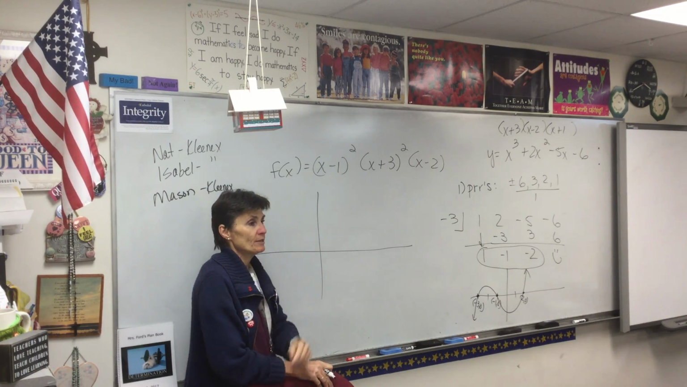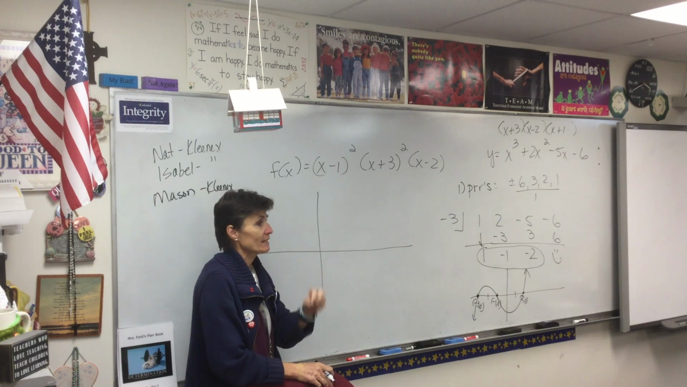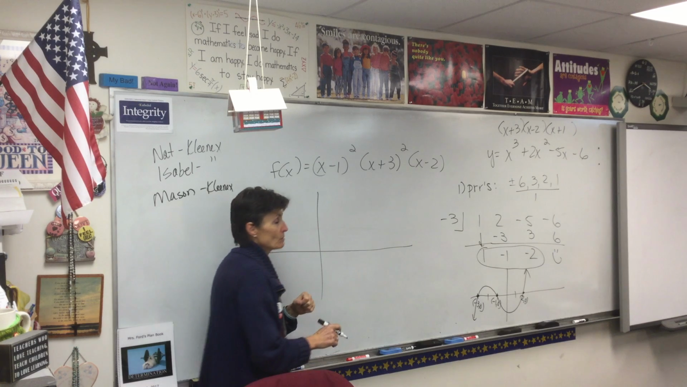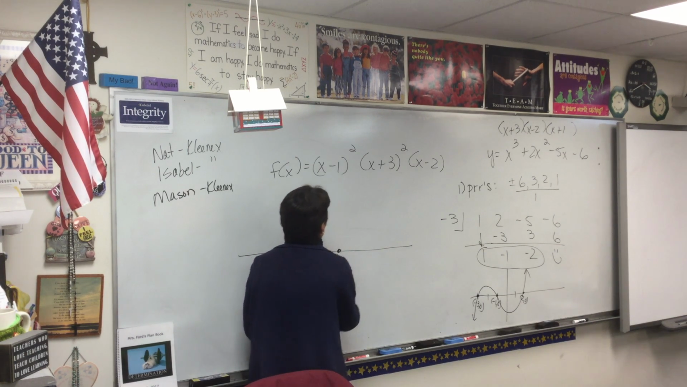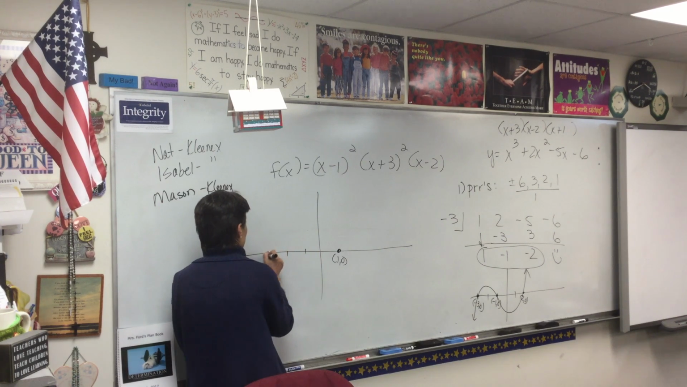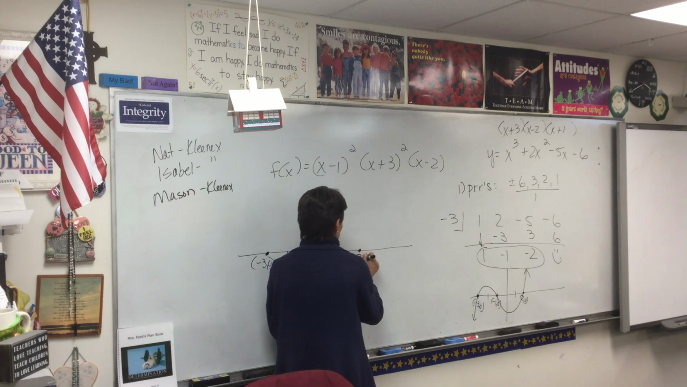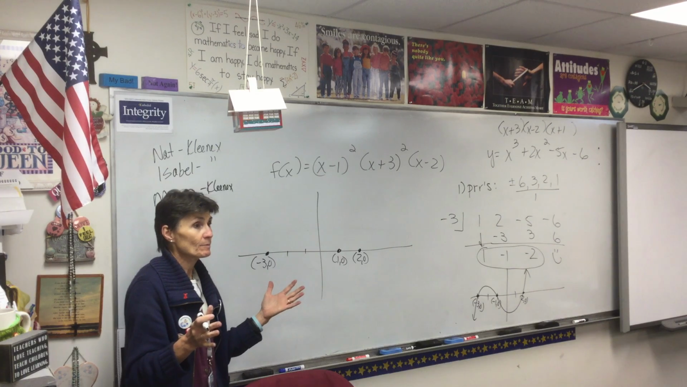All right, what else do I need to do? It's going to have some bouncing for sure, but I can't even do all that till I do something first. What do I have to do? I've got to graph my zeros. So I'm going to have a dot at 1, a dot at -3, and a dot at 2. Everybody good with that? Now everything else you said was exactly right.